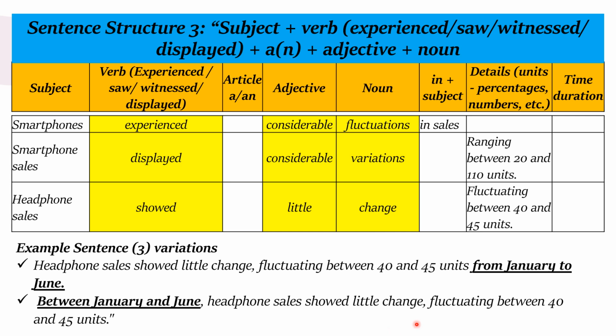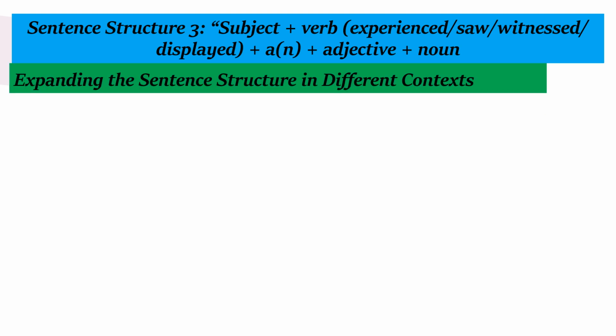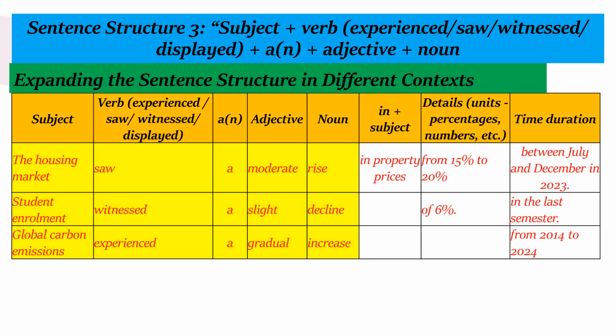Now notice how the time phrases are placed in these sentences to create variation. The rest of the sentence remains unchanged, demonstrating how time expressions can be positioned differently while maintaining the same meaning. Now let's see how this structure can be modified for different contexts. Here are 3 examples using the third sentence structure, but in different contexts. Pause the video and take a moment to read them carefully.